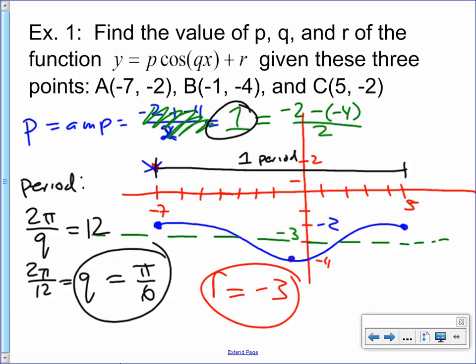R is -3 because usually cosine is centered at 0, so you'd have 1 to -1 here, with 0 as the center. Well, the center shifted down by 3. So that's why R is -3.